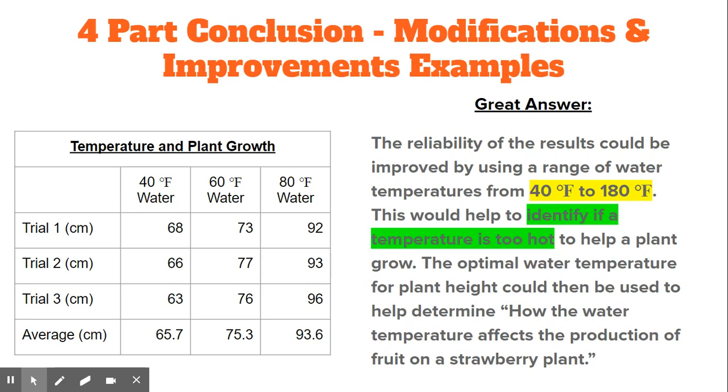And then it also includes items about what types of questions could be raised next and where the next experiment might go as someone tries to fully understand the relationship or the patterns between temperature and plants.